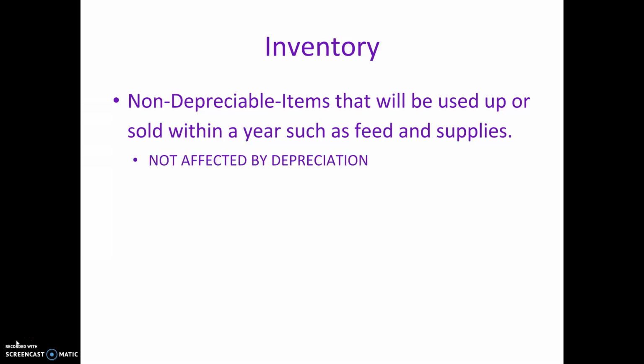So non-depreciable inventory. Non-depreciable inventory is any item that will be used up or sold within a year. Things like feed, things like supplies, whether they be medical supplies or farm supplies if you're running a farm. These are items that are not affected by depreciation. So if we're looking at a vet clinic, things like medications for the animals, things like cleaning supplies. Trust me, a broom is not going to depreciate over time because as often as you use it in a vet clinic, you're probably going to buy a new one every year.